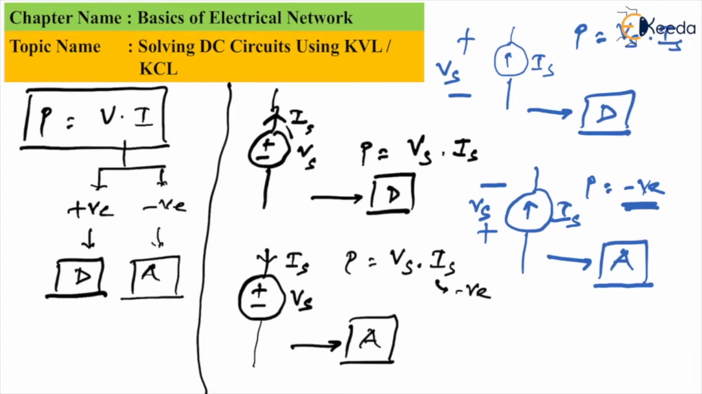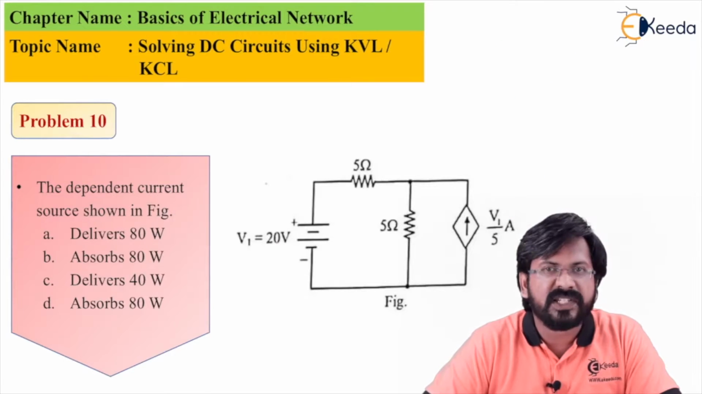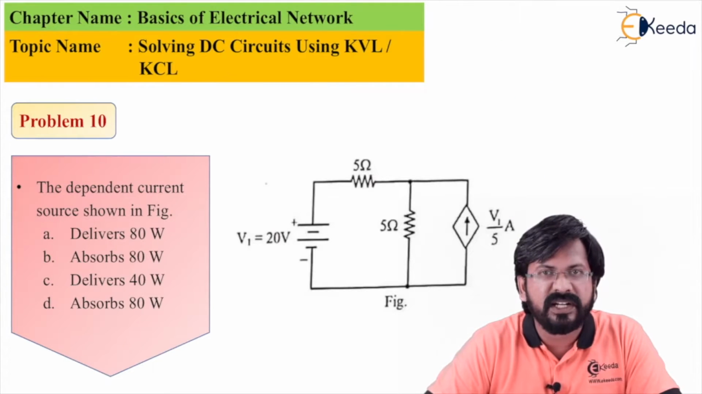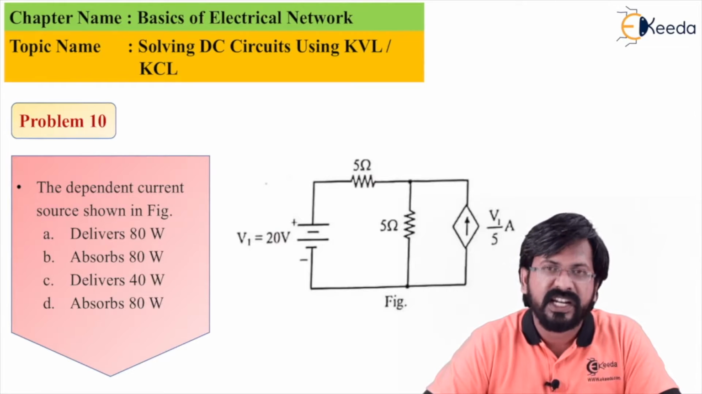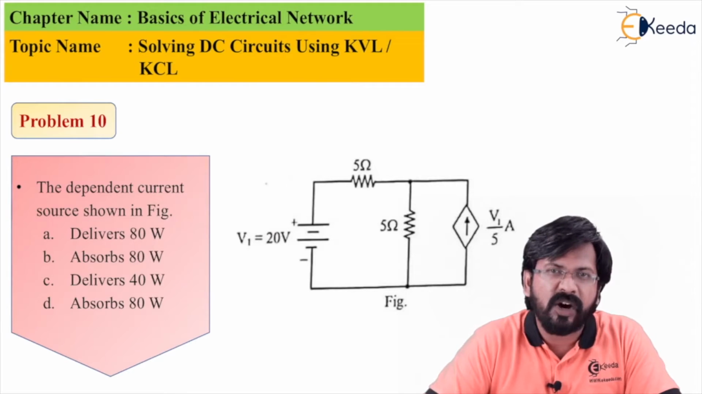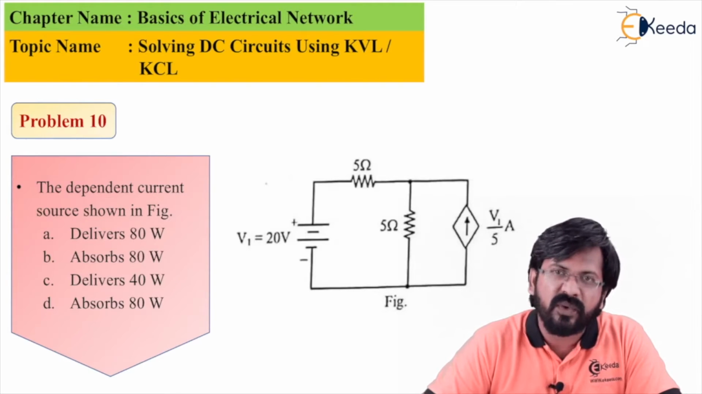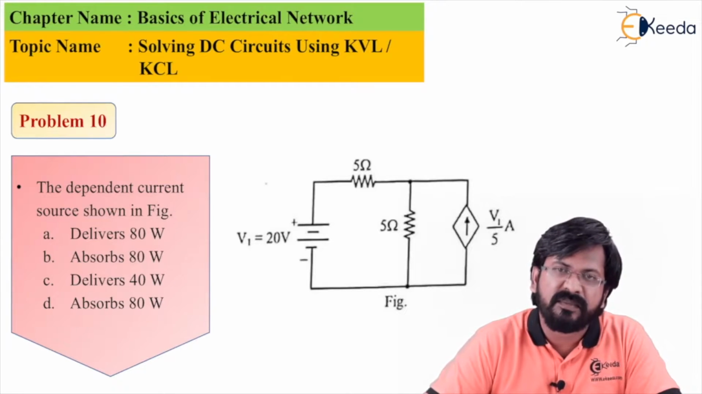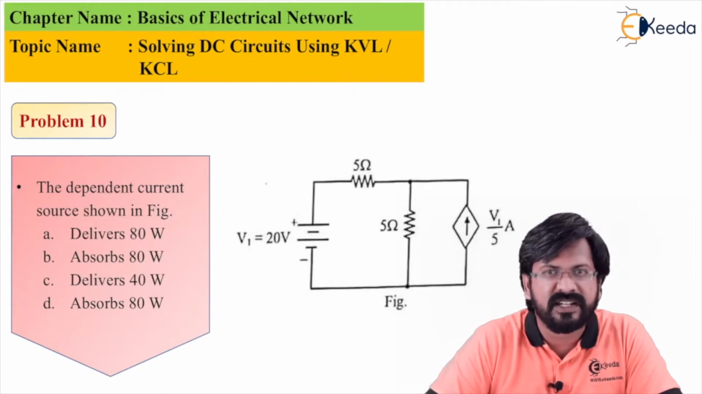So to make it short, you have to always see the current. You have to make sure that the current comes out of the positive terminal. Now we will go back to the problem. In this problem, they are asking you about this dependent source, whether it delivers or absorbs the power. In case it is delivering, how much is the power? In case it is absorbing, how much is the power? So we have to calculate power, and at the same time, we have to also determine whether it is absorbing or delivering.